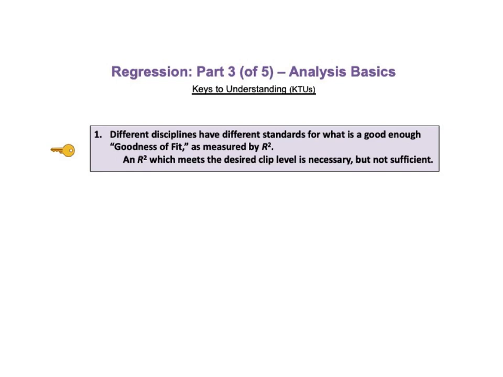As usual in the book and in these videos, we'll go quickly through a list of keys to understanding, or KTUs, to give you the overall picture on one page. And then we'll go into detailed explanations of each of the keys. For this video, there are three KTUs. The first key tells us that different disciplines have different standards for what is a good enough goodness of fit, as measured by R squared. And it goes on to say, an R squared which meets the desired clip level is necessary, but not sufficient.